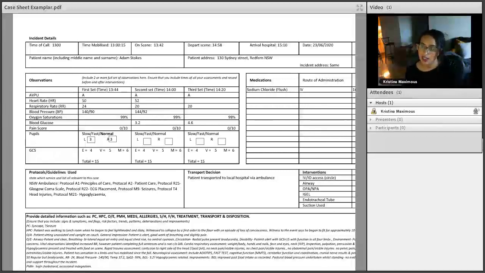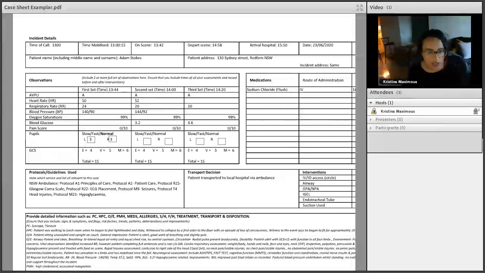On examination, I said it's always good to start with on arrival and your general impression. So here we've got patient sitting unassisted and upright on the couch. General impression: patient is alert, good work of breathing and slightly pale.